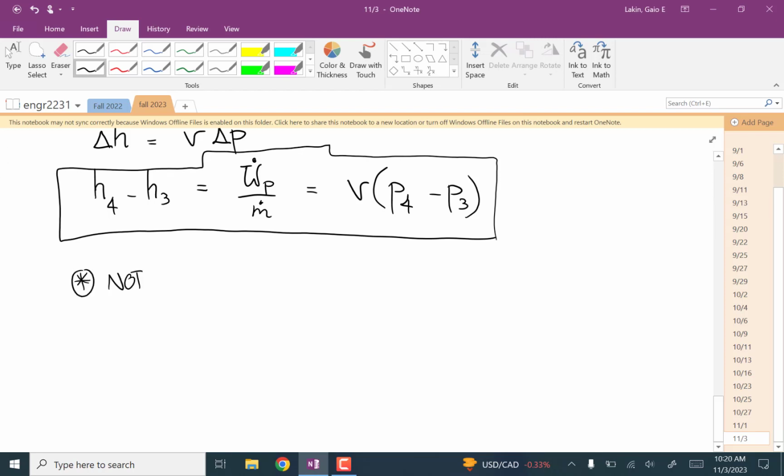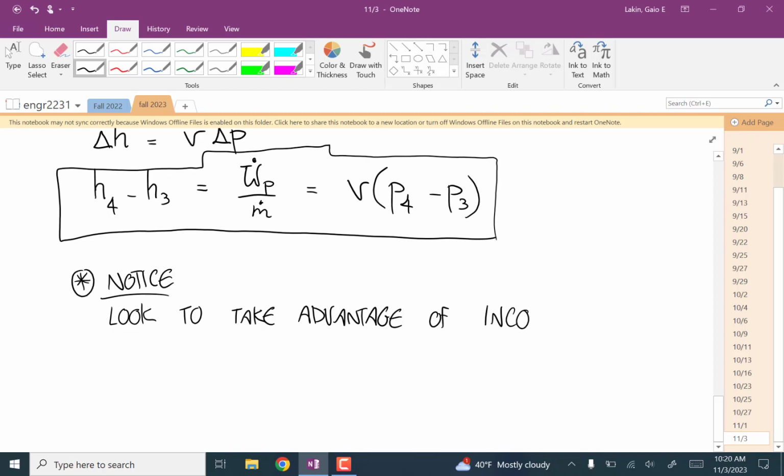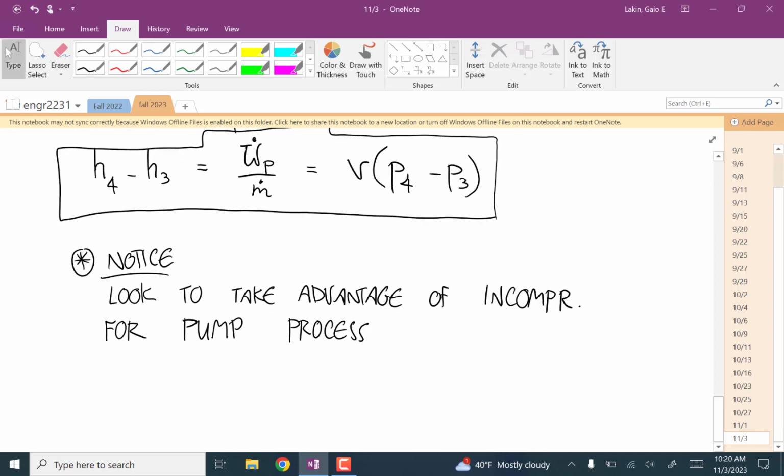So notice on this one, look to take advantage of the incompressibility for the pump process. Are there going to be problems where you have to start somewhere and find the numbers for the whole system, and it's just best to start at the top of that?